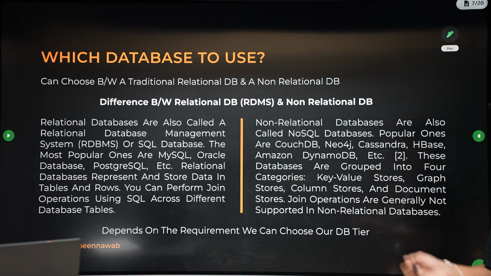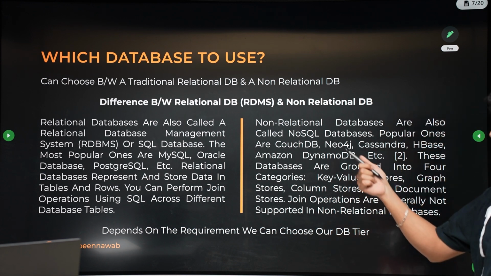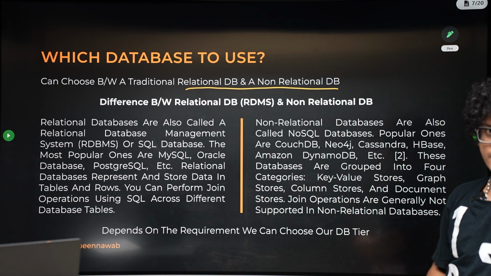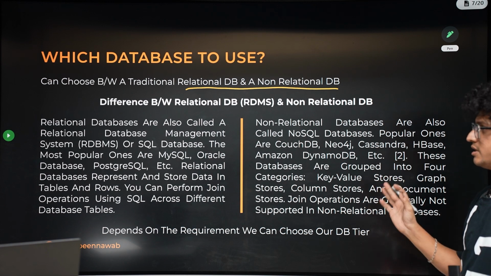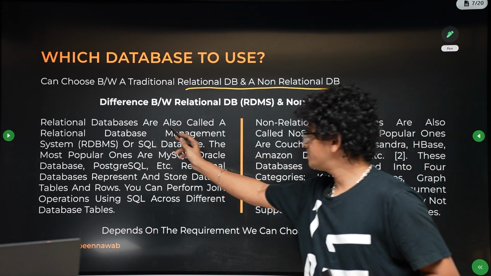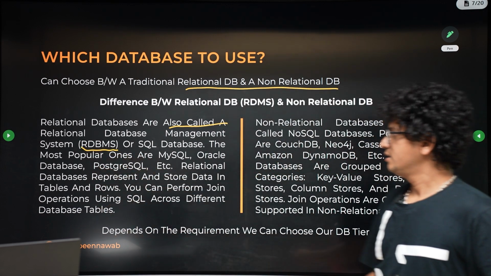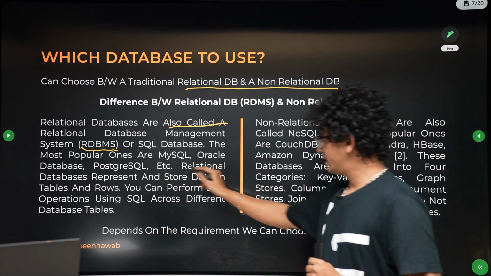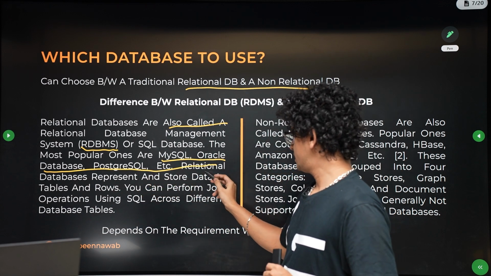So what kind of databases are there in general? We do have two kinds of databases: the relational database and the non-relational database. The major differences between them: a relational database is also called a relational database management system, RDBMS, or SQL database. The most popular ones are MySQL, Oracle, PostgreSQL, etc.